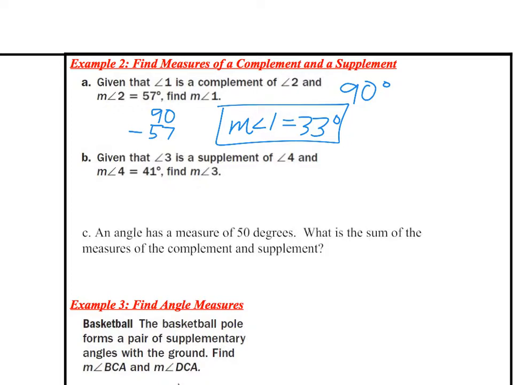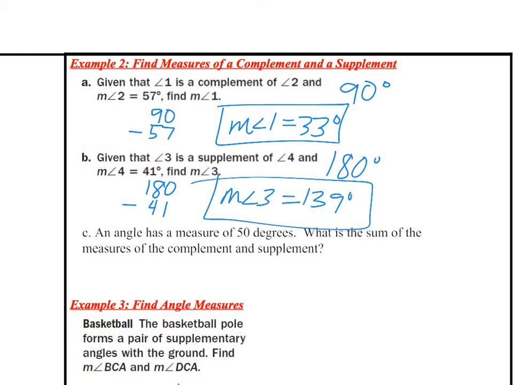Next says, given that angle 3 is a supplement of angle 4, and angle 4 is 41 degrees, find the measure of angle 3. Sarah, what's it mean for them to be supplements again? Okay. So Lucas, what should I do to figure out angle 3? 180 minus 41. Okay. So Jacob, what would I get? Okay. Measure of angle 3 is equal to 139 degrees. We write the whole thing. It's like writing a sentence for a word problem.